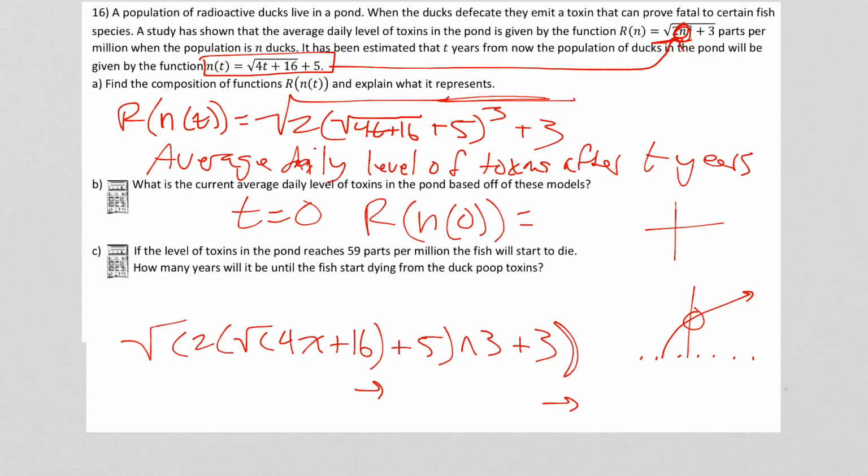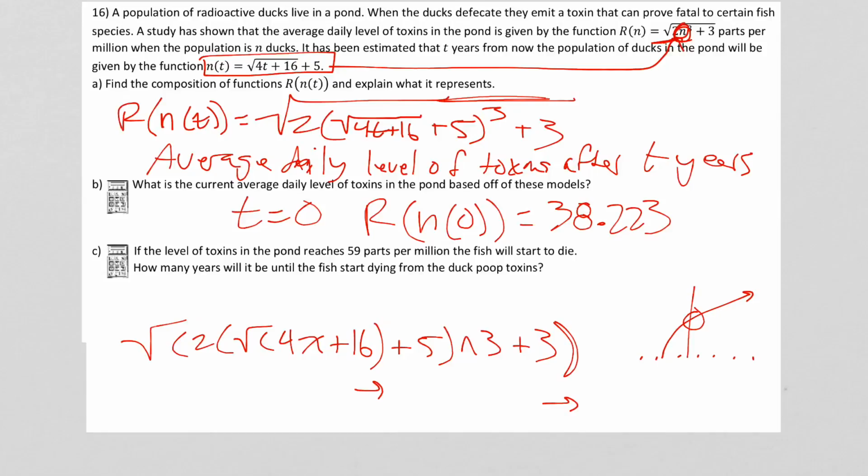So I'm going to hit the trace button and 0, and it's going to tell me that when the time is 0, the level of toxins is 38.223. But you can't have a fractional number of ducks. Yeah, so it's probably 38. All right. Well, what about C?